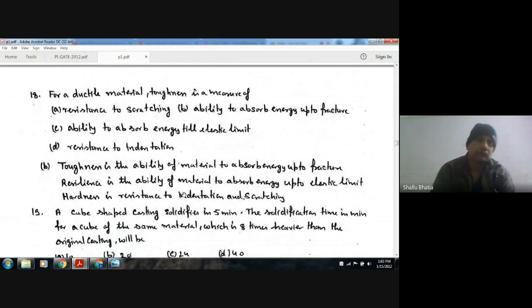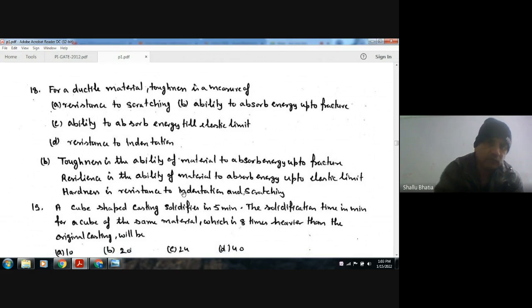Next, for a ductile material, toughness is a measure of: option A, resistance to scratching; B, ability to absorb energy up to fracture; C, ability to absorb energy till elastic limit; D, resistance to energy. The answer is B. Toughness is the ability of a metal to absorb energy up to fracture, whereas resilience is the ability of a metal to absorb energy up to the elastic limit. Hardness is resistance to scratching and indentation. So toughness is a measure of the ability to absorb energy up to fracture.